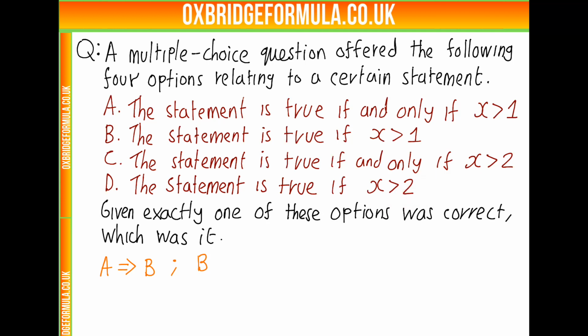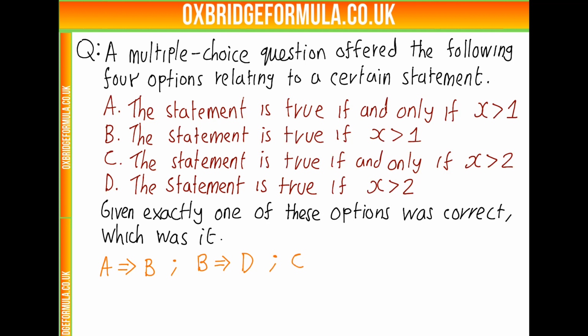So let's suppose x is greater than 2. Well, that means x is greater than 1. And x greater than 1 implies that the statement is true. So x greater than 2 does imply the statement is true. So D holds. So we know B implies D, which means B can't be our answer.